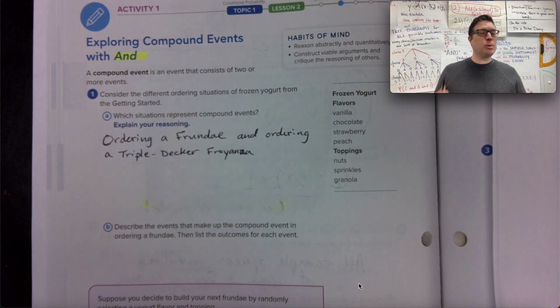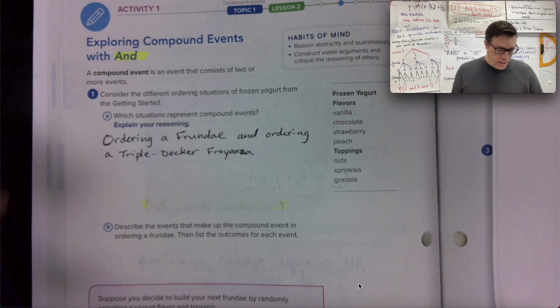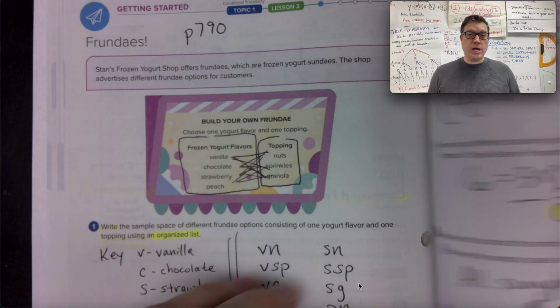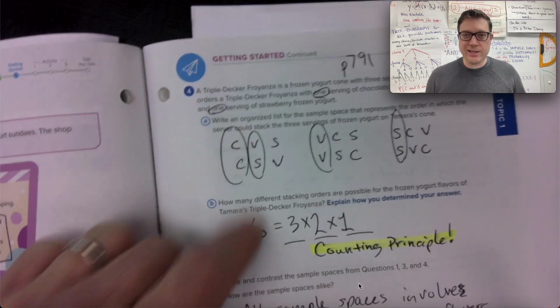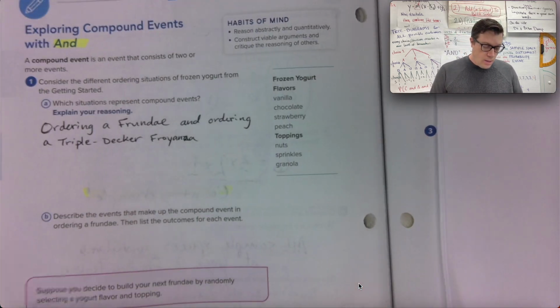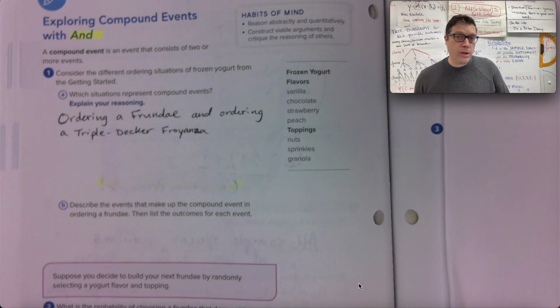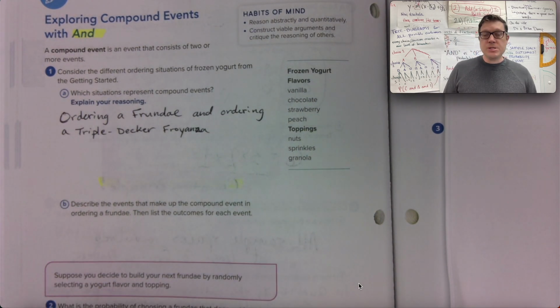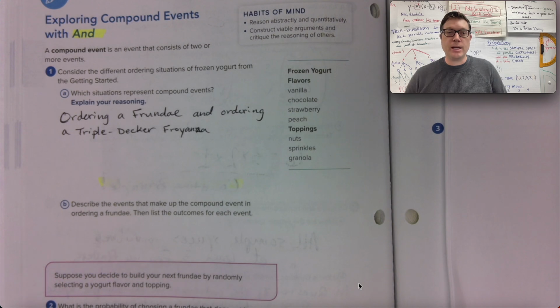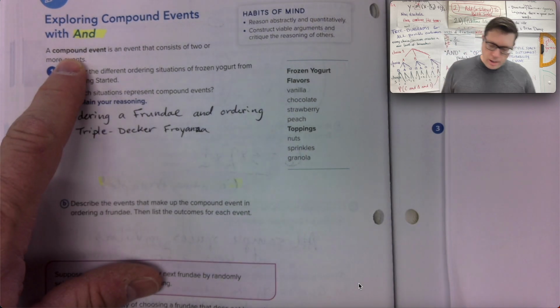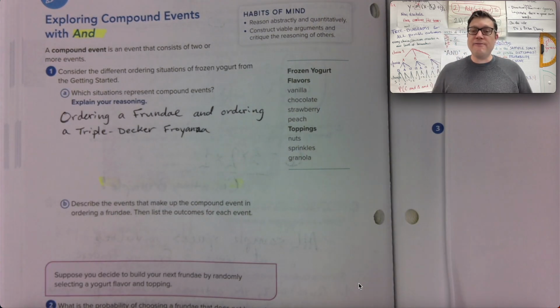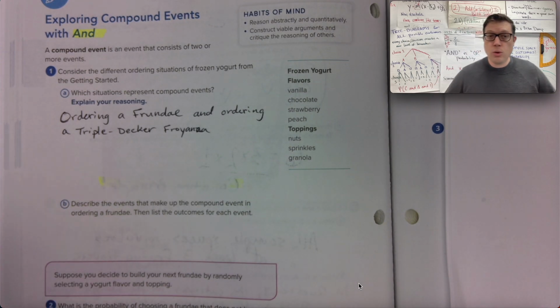We're talking about exploring compound events with "and." It's a good idea that you have gone back and done the Frunde and the triple-decker Froyanza from the previous two pages. Because when we talk about whether they are compound events or not, we have to be able to reference the actions that were happening in those previous examples. A compound event is an event that consists of two or more events.